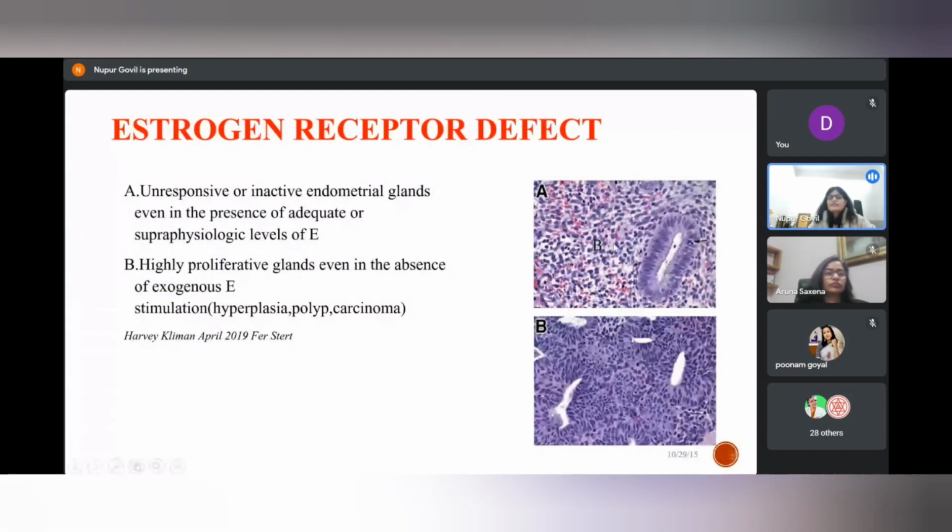So as I was discussing, there is a condition called estrogen receptor defect. It is characterized by two types, that is unresponsive or inactive endometrial glands even in the presence of adequate or supraphysiological levels of estrogen. So what happens is that the estrogen receptors are there, but they become unresponsive. So even when we give high dose of estrogen, the endometrium stays thin, it stays unresponsive. And in another condition, they become hypersensitive, that means they become highly proliferative even in the absence of exogenous estrogen, and it may result in hyperplasia, polyp, or formation of carcinoma.